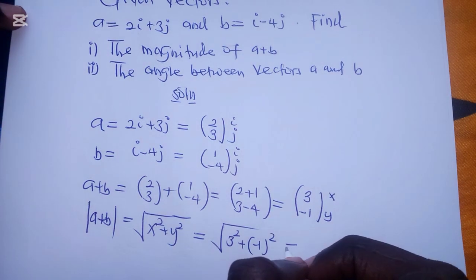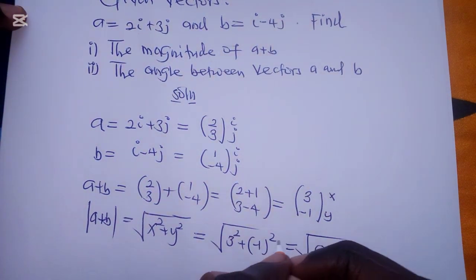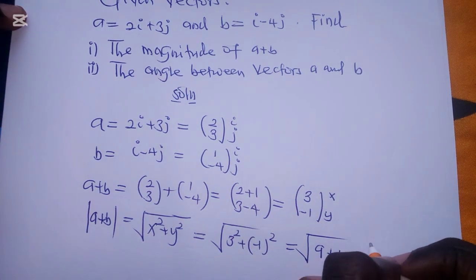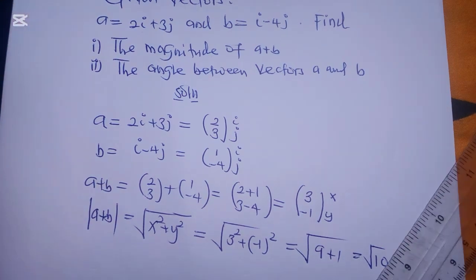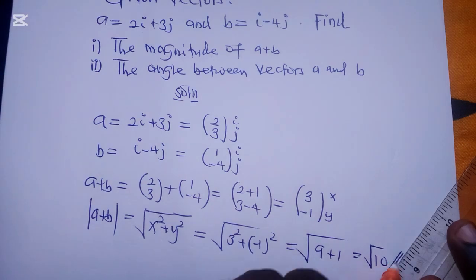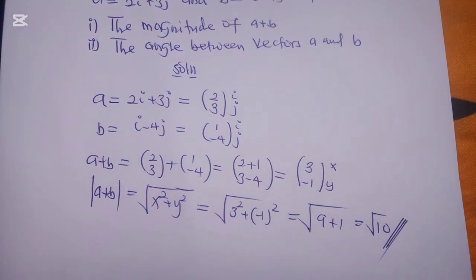Then this is equal to the square root of 3 squared, which is 9, plus minus 1 squared, which is 1. Then this is equal to the square root of 10. So the magnitude of A plus B becomes root 10. So this is the magnitude of A plus B that we have to find. That is for Roman 1.